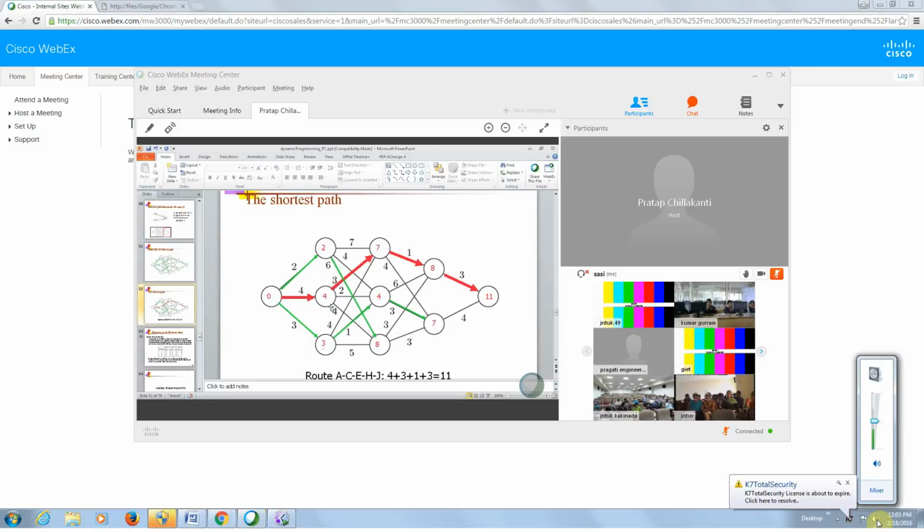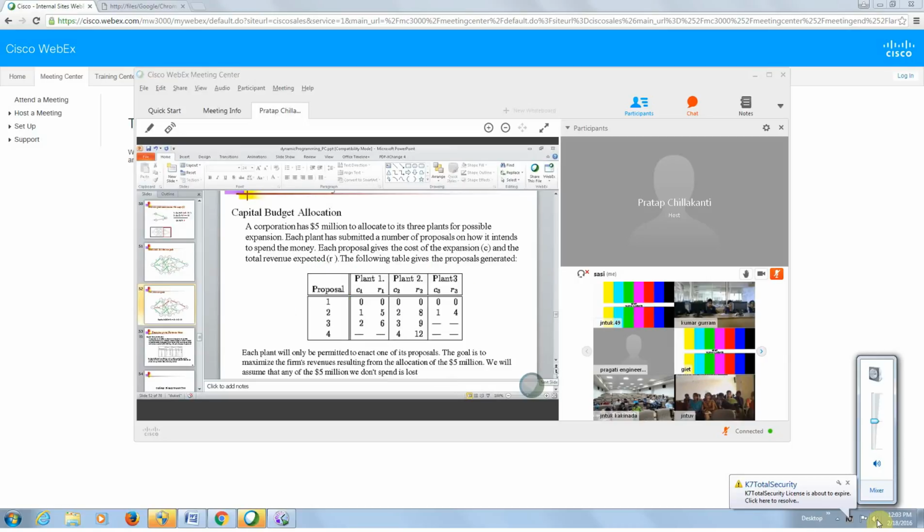Okay? And then that also lends itself to the same shortest path. The answer should still be the same. Okay, let me stop here.